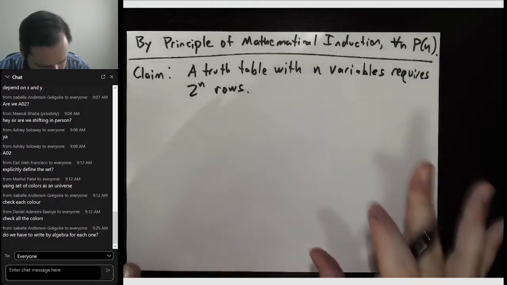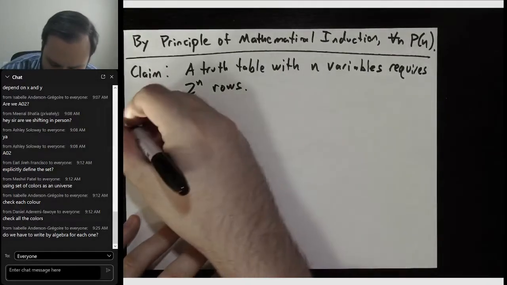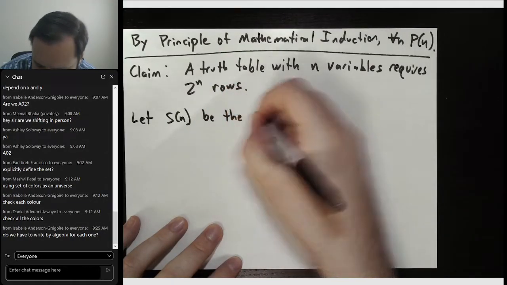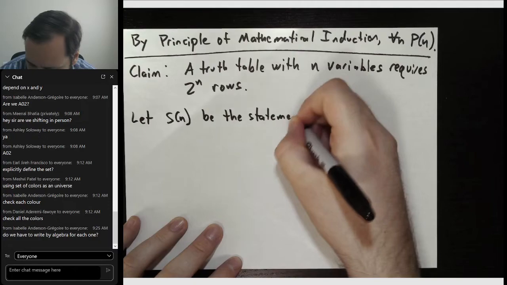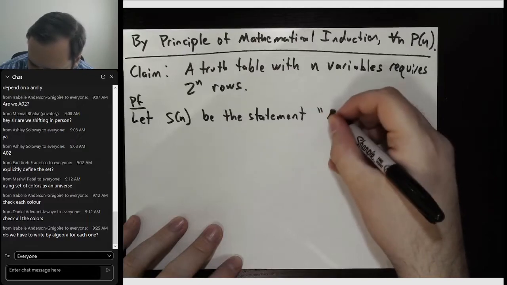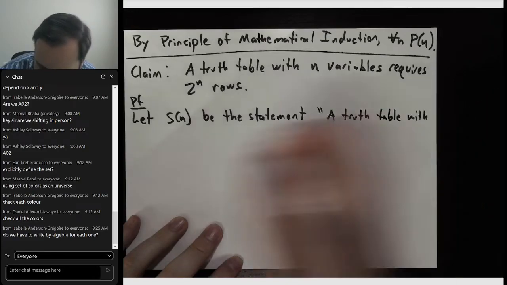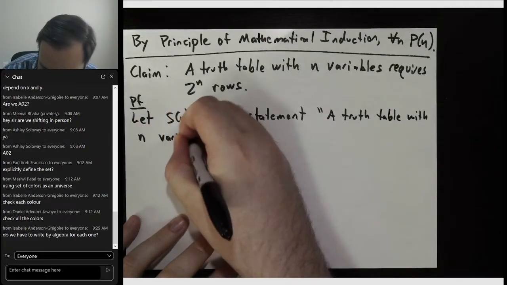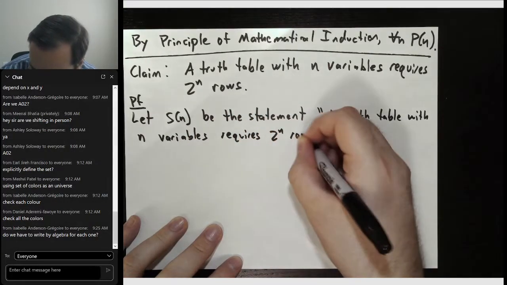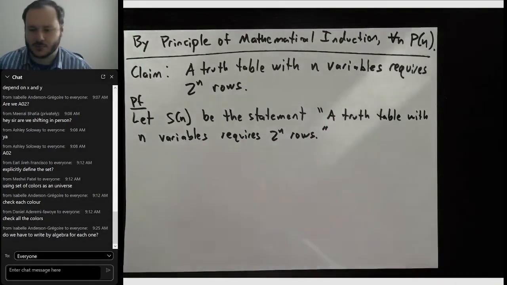Okay? First step. Need to give my statement clearly. Proof. Let S of n be the statement: a truth table with n variables requires 2 to the n rows. Okay, it's written up here. I have rewritten it in my proof.